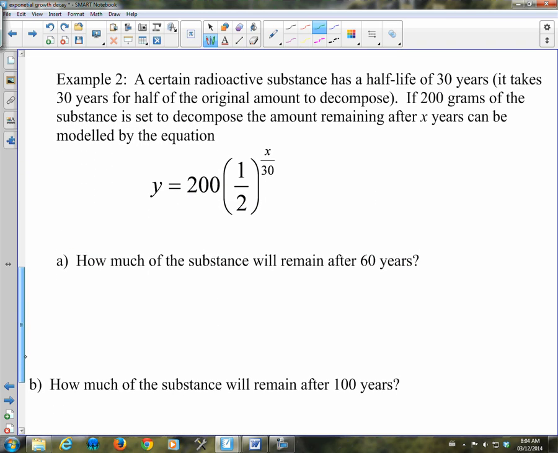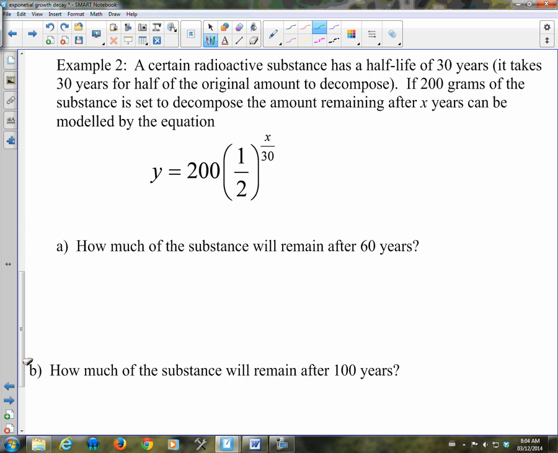Second one, a certain radioactive substance has a half-life, so you're multiplying by a half, your B value, of 30 years. So that means it takes 30 years for the original amount to split in half. So every 30 years, it splits in half. If 200 grams of the substance is set to decompose, the amount remaining after X years can be modeled by the equation. So we're starting with 200 grams. Every 30 years, it splits in half. How much of the substance remains after 60 years?